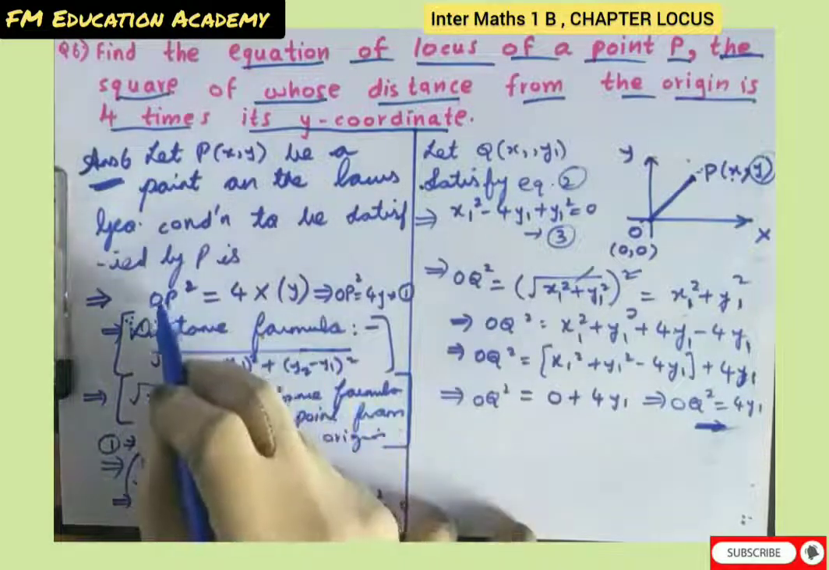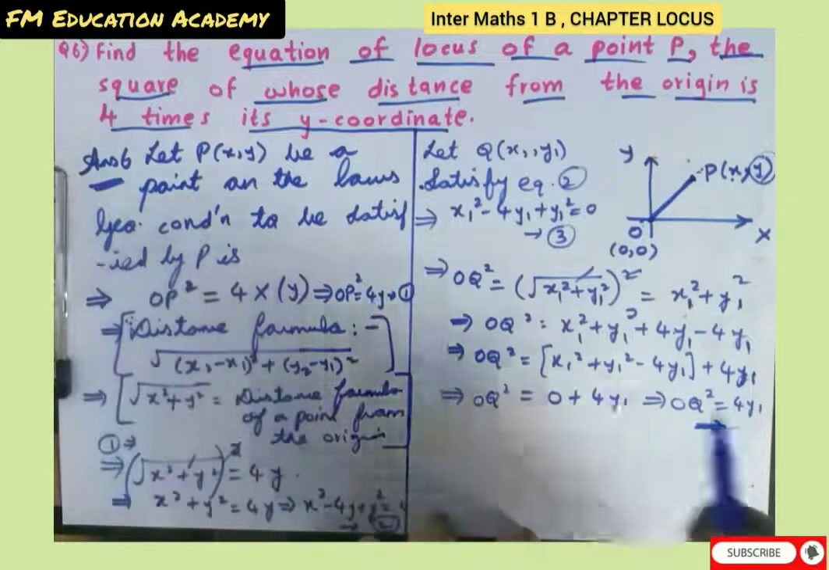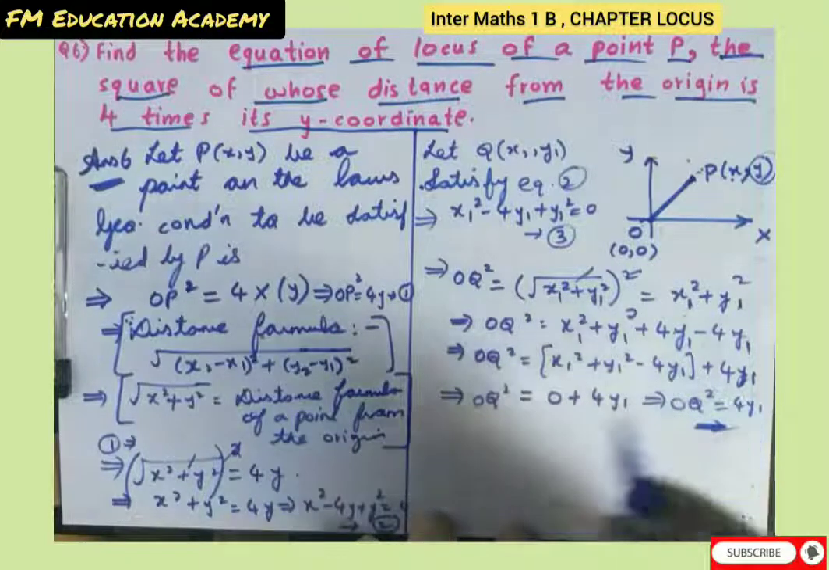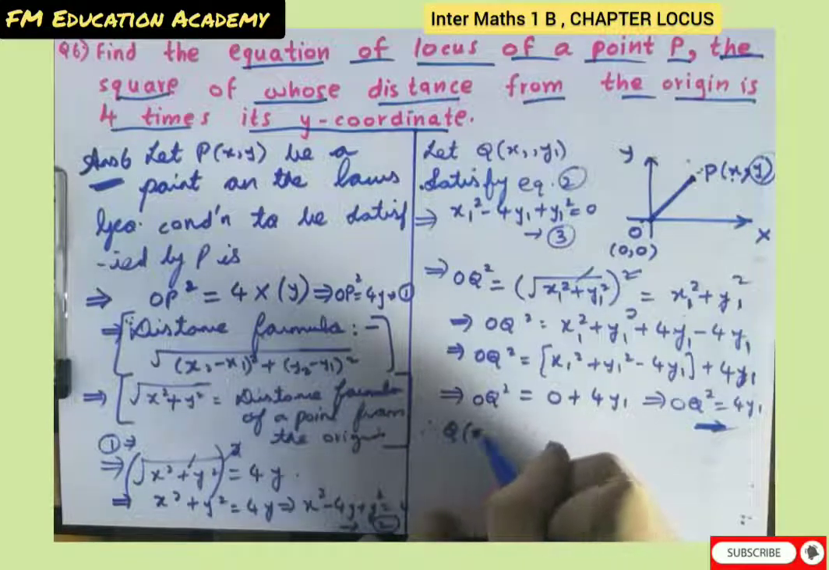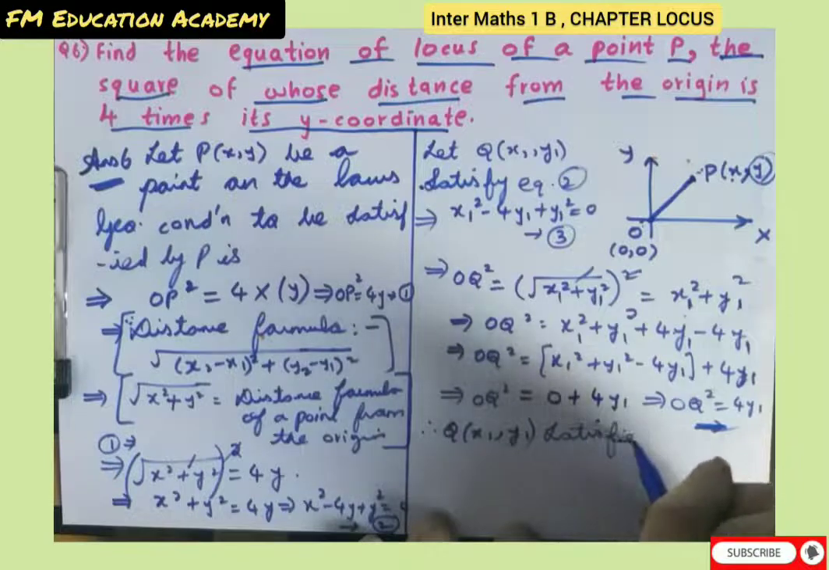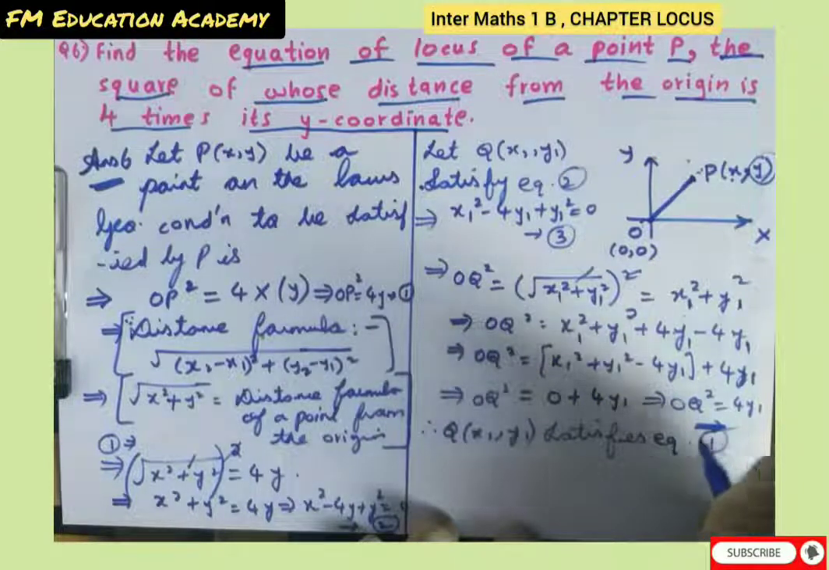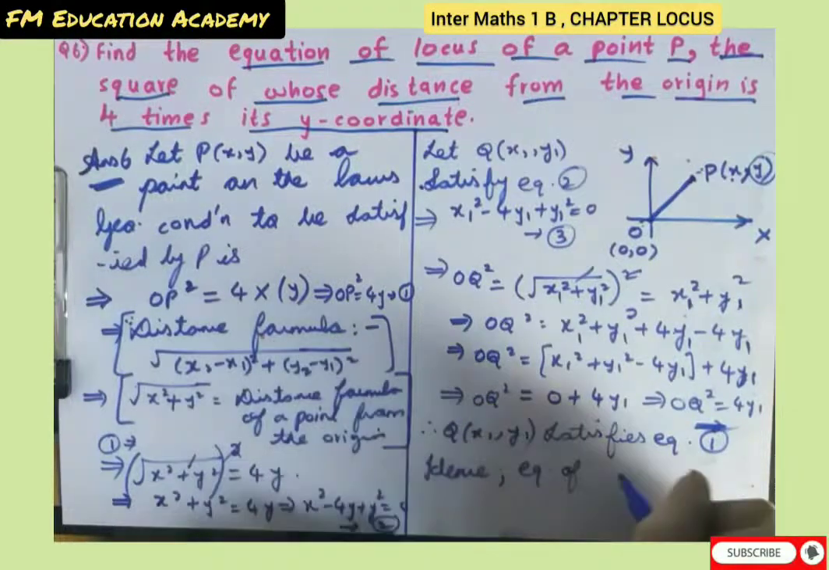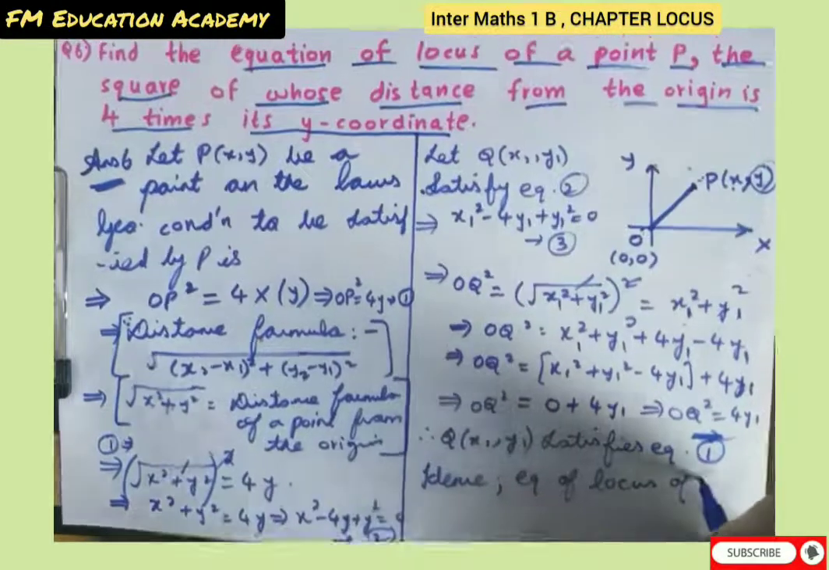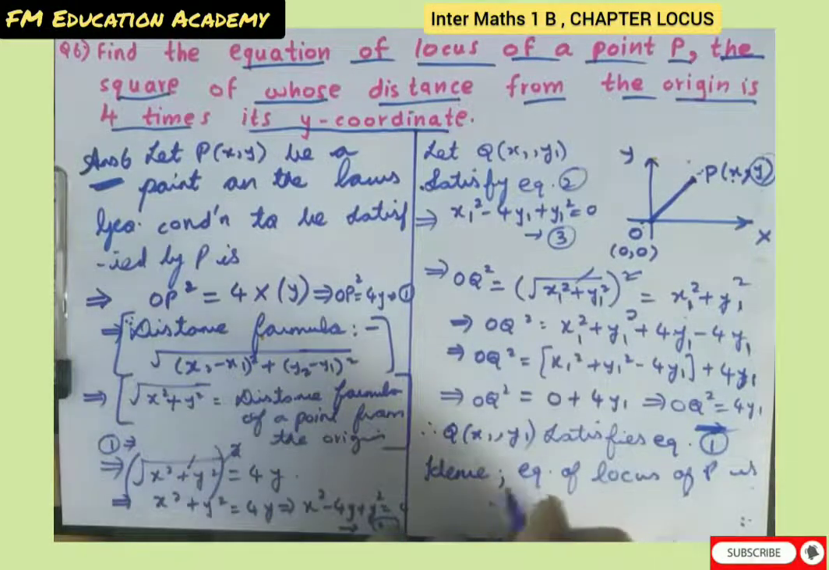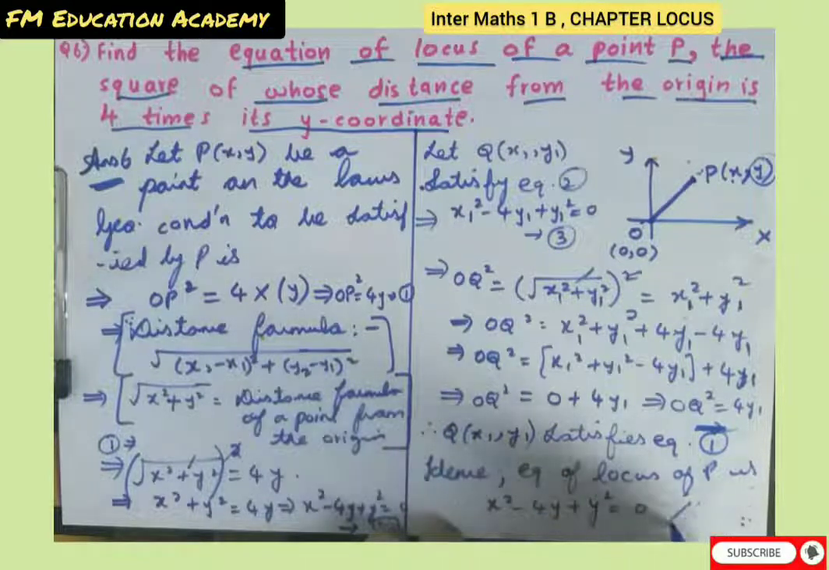We are satisfied because OP square is equal to 4y was the condition. We have finally proved that OQ square is equal to 4y1. So therefore Q(x1, y1) satisfies equation 1. Hence the equation of locus of P is what? It is x square minus 4y plus y square is equal to 0. x square minus 4y plus y square is equal to 0.